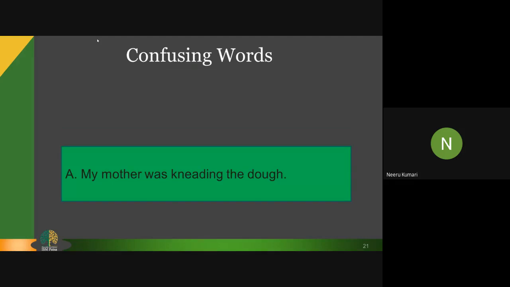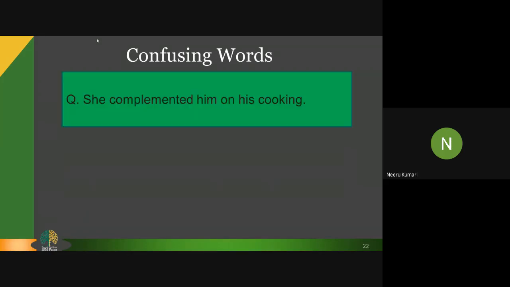Now the word NEED is a requirement, whereas KNEAD is to press something with both of your fists. So whenever you are kneading, you use your fist in order to press it, in order to turn and twist it. So kneading is again a verb which is to be rightly used. Both of the spellings, NEEDING and KNEADING, are homophones. They may sound the same, but the words are written totally differently, and their meanings are also different. Now here is the next one.